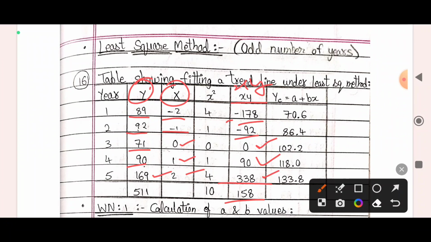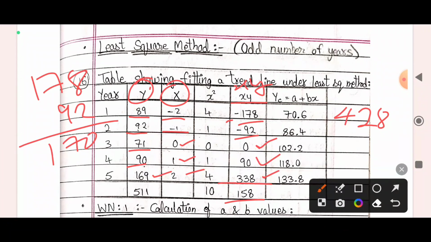338 plus 90 is 428. From 428, 92 plus 178, both are minus values so adding them, what will it be? 170, right? You deduct it from this 428. If you do 428 minus 170, it will be 158 here.